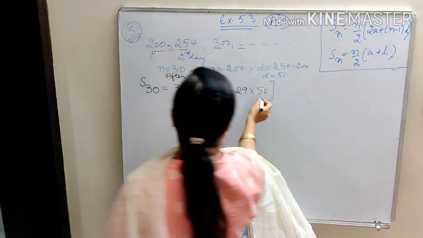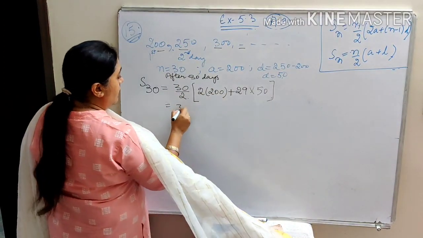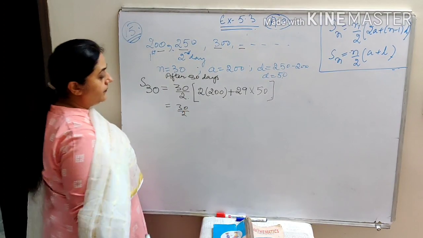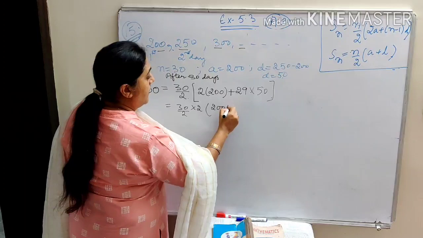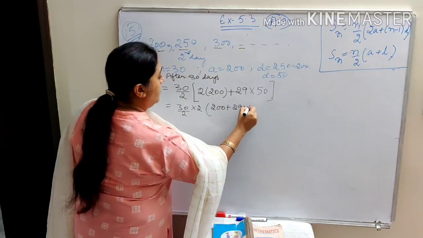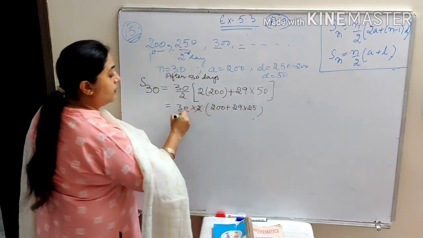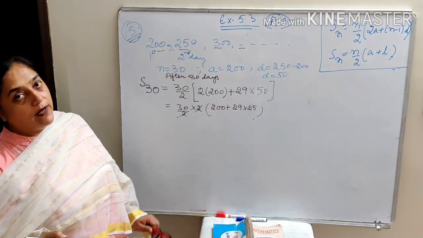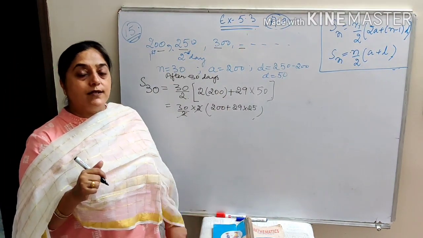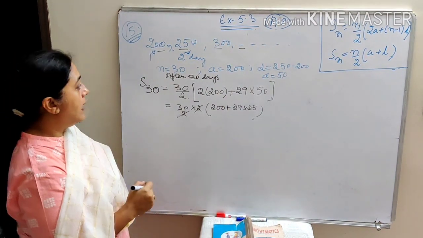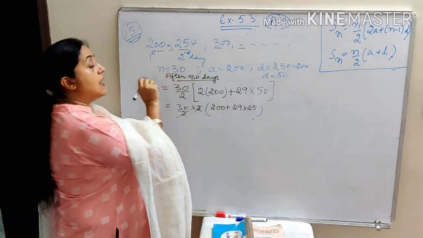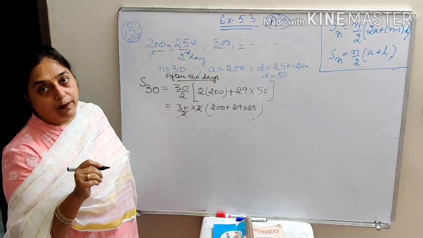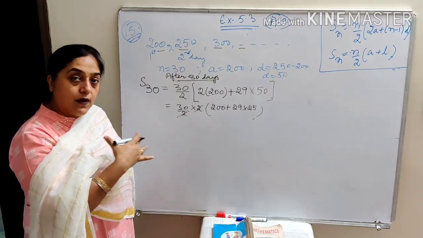The best way to calculate, take 2 common, 30 upon 2 into 2, what is left inside? 200 plus 29 into 25. Now 2 gets cancelled off and then you can find out. There is a confusion. Some students find it confusing. Why? You have been told that after 30 days how much penalty he has to pay. Okay, so that means you have to add it up.